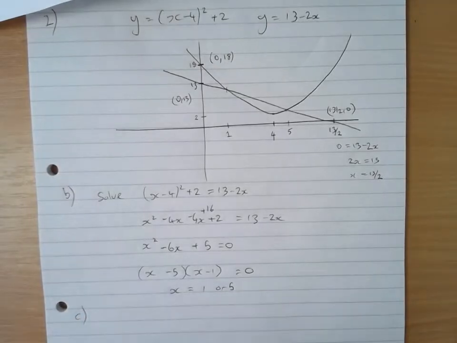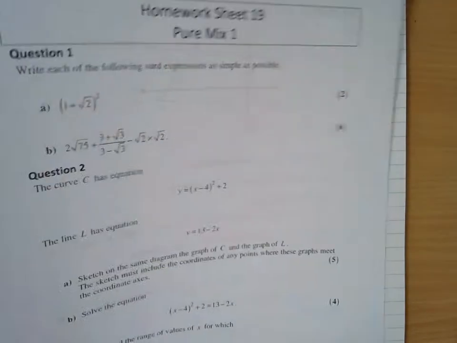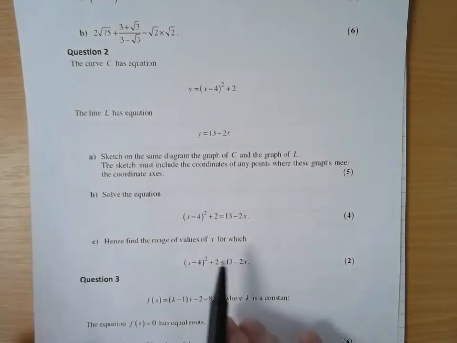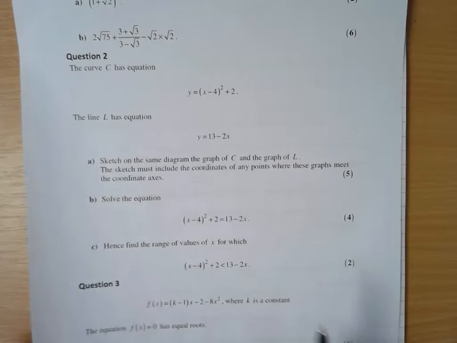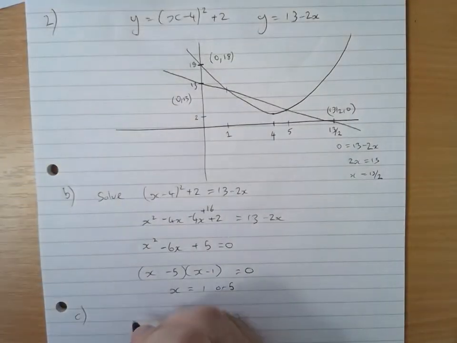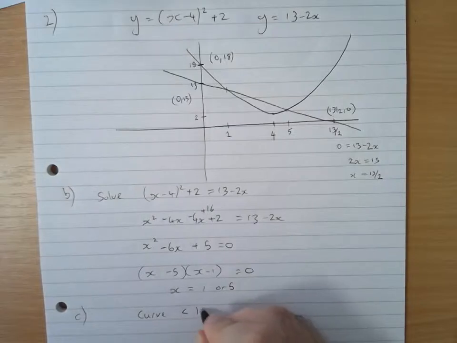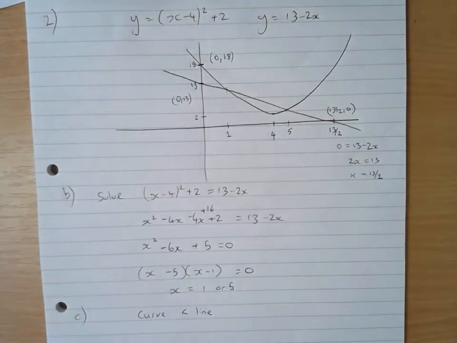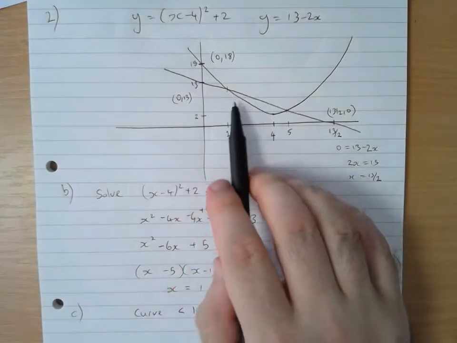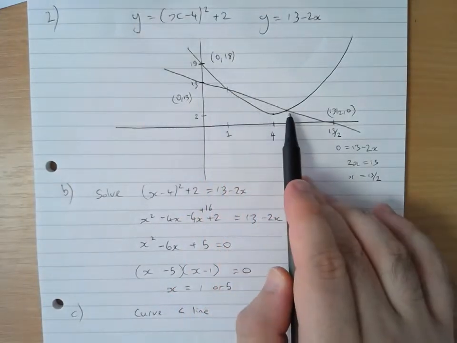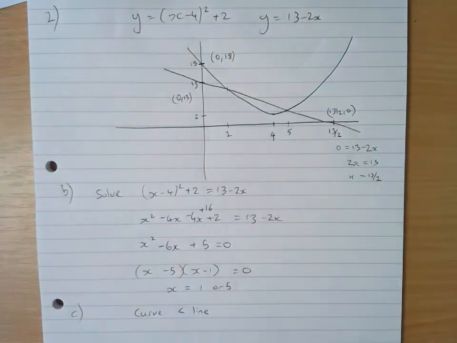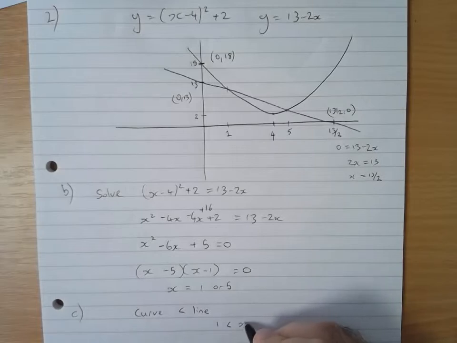In part C, we're given this inequality. So we're given this inequality here. This will recognise as our curve, and this is our line. So for part C, we're asking where is the curve less than the line. If we look back at our diagram, we'll see the curve is underneath the line here. So all the points between 1 and 5, the curve is underneath the line. So our answer for the last bit is just 1 less than x less than 5.